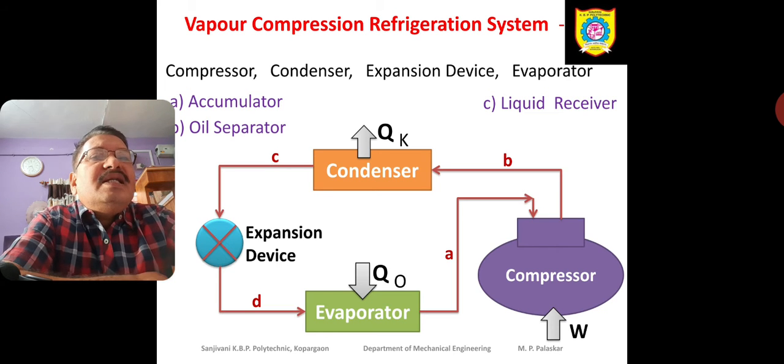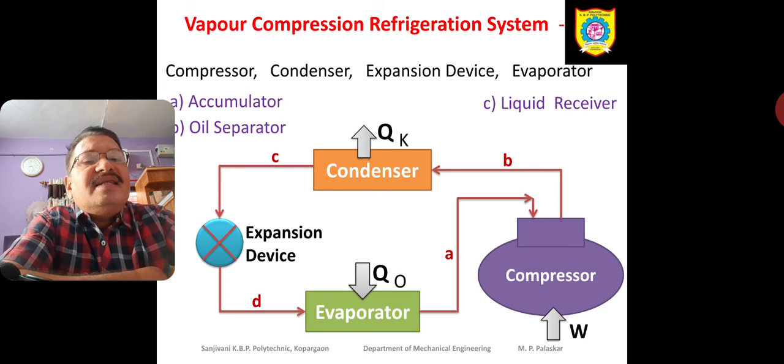We also use a liquid receiver between the condenser and the expansion device in some applications, again like an ice plant, where the quantity of refrigerant used is large, and this large quantity of refrigerant may not be accumulated in the line, so the liquid refrigerant is stored in the liquid receiver before it enters the expansion device.